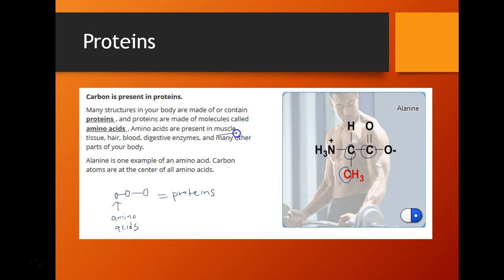Amino acids are present in muscle tissue, hair, blood, digestive enzymes, and many other parts of your body. So again, carbon is extremely important in the structure of amino acids, which are the smaller subunits of proteins.